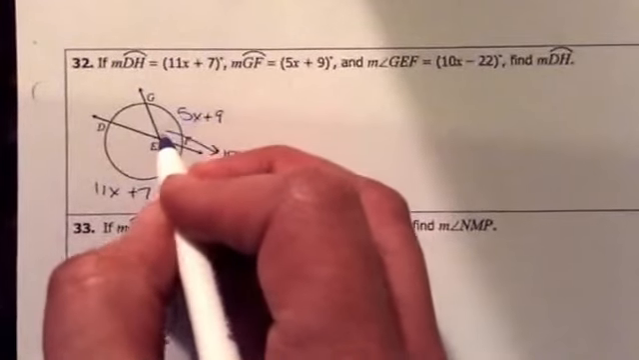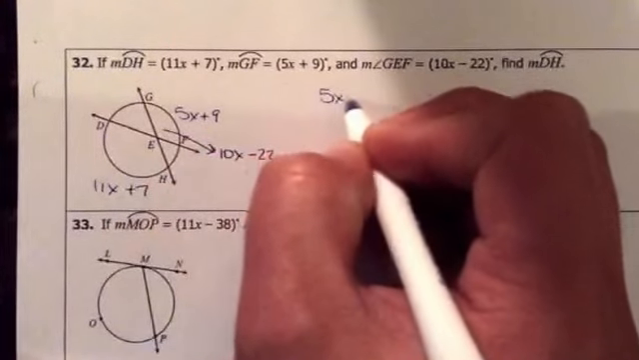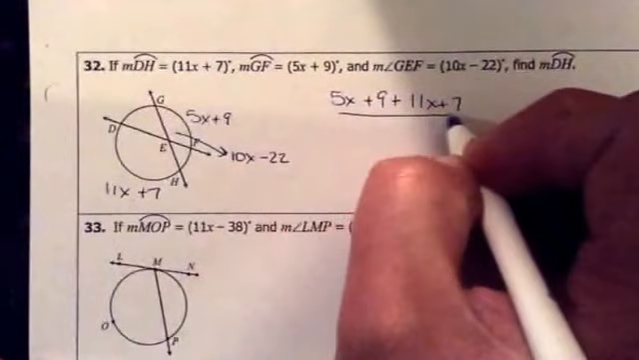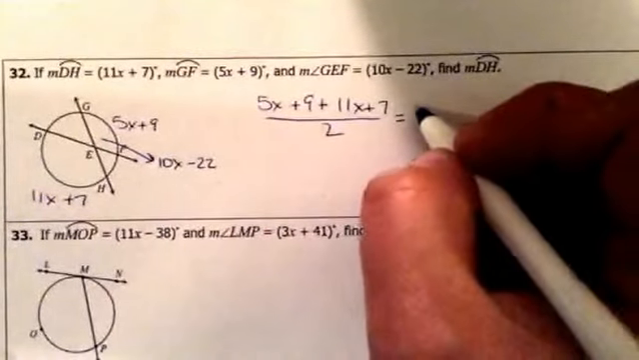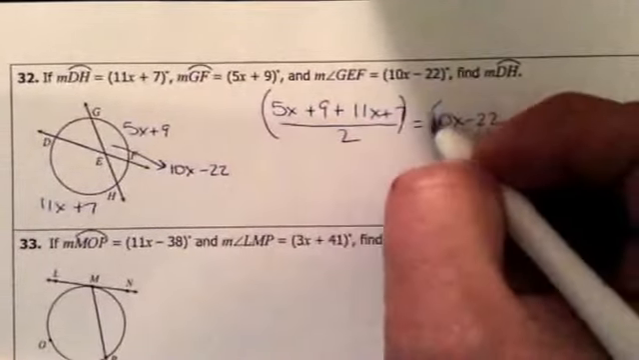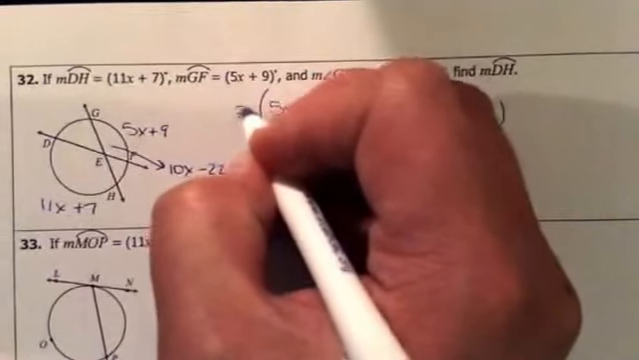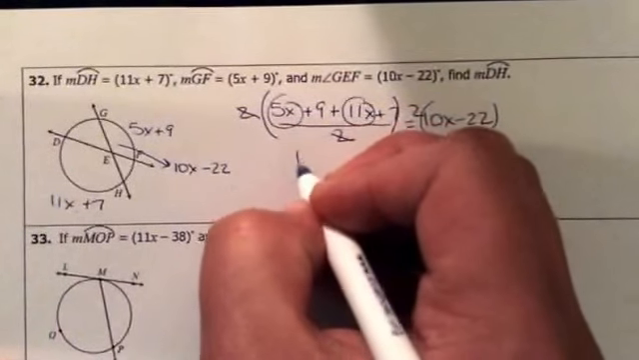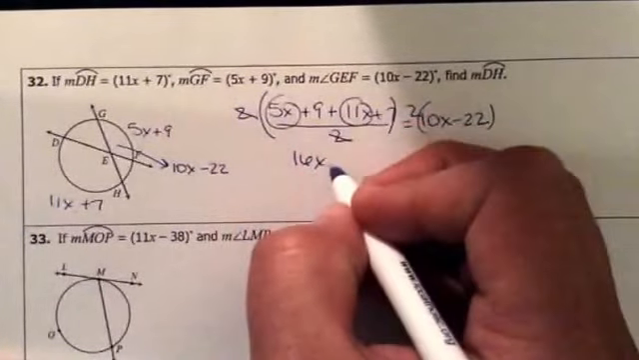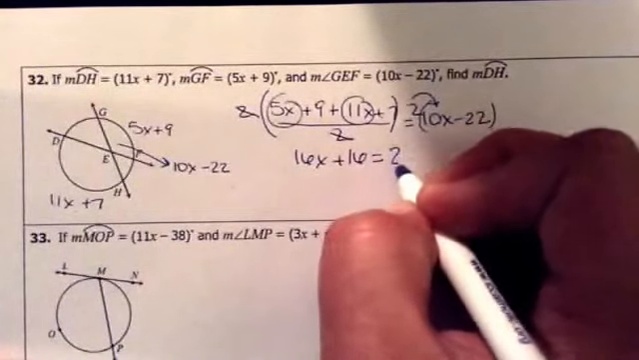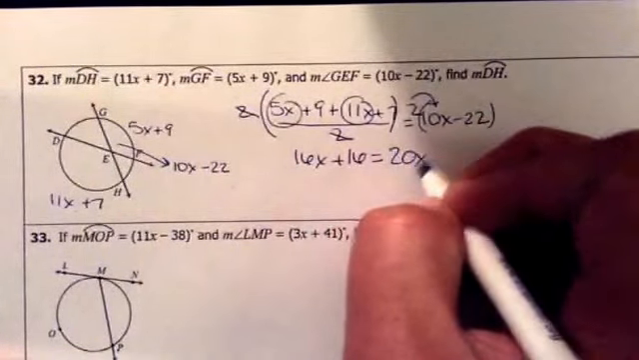What we do know is since our intersection is happening inside, we're going to add our arc lengths, dividing it by 2 equals our angle. What we're going to do is times both sides by 2, crossing out those 2's. I'm going to combine like terms here as I go, so 5x and 11x is 16x, 9 and 7 is plus 16, equals, I'm going to distribute this, 2 times 10x is 20x, 2 times negative 22 is negative 44.